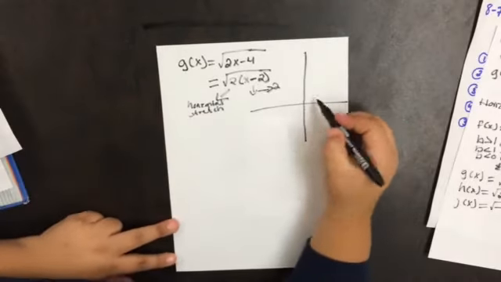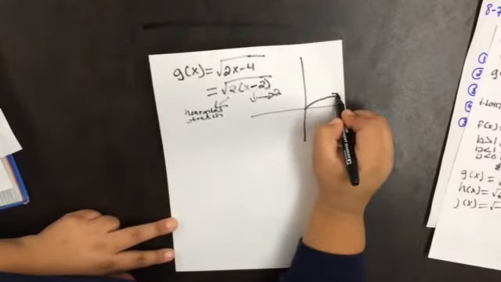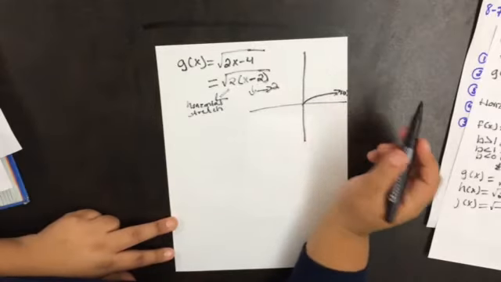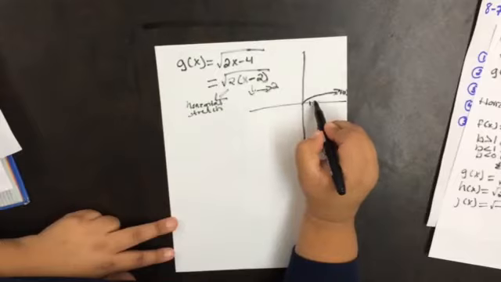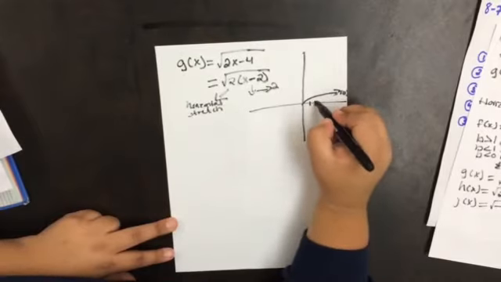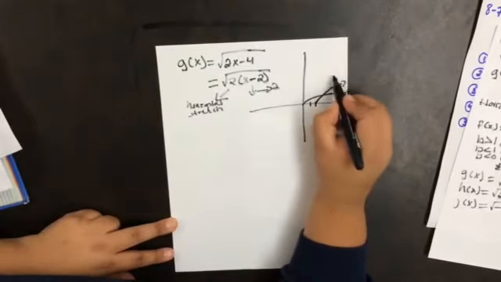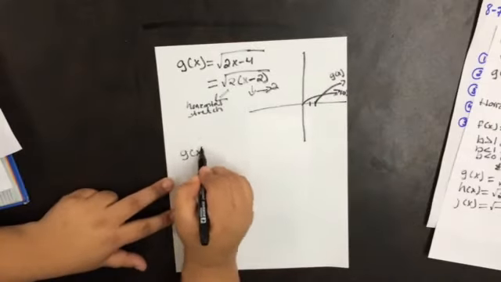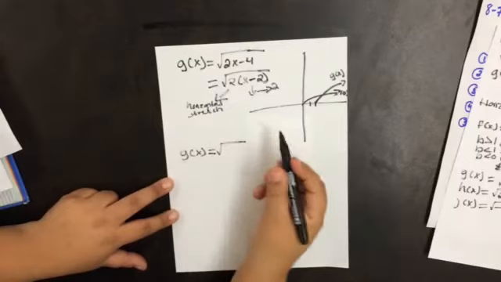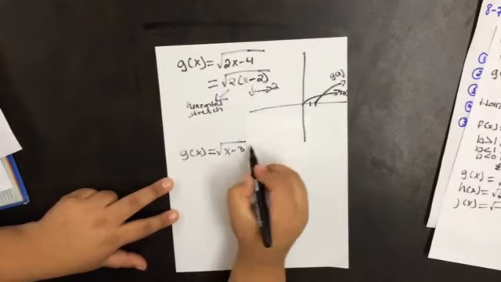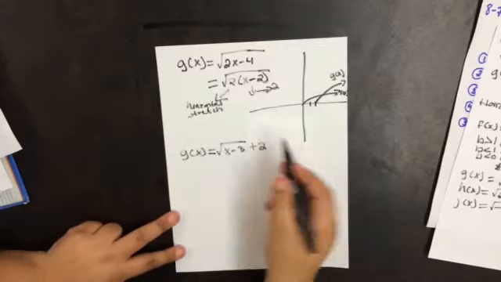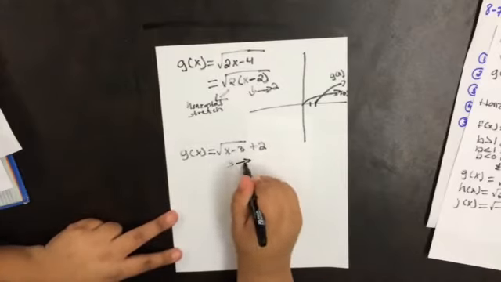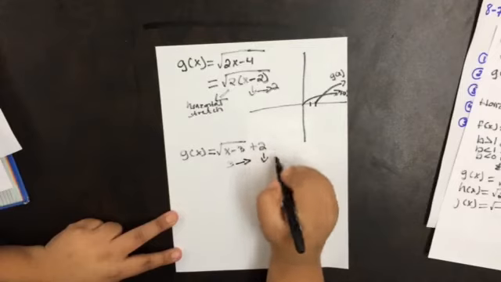So if we graph our parent function, it will look like this, f of x. And if we graph g of x, then we're moving 2 to the right, and it's going to be a stretch. So that would be g of x. Okay, what do we have? G of x equals the square root of x minus 3 plus 2. So we know we're moving 3 to the right and 2 up.